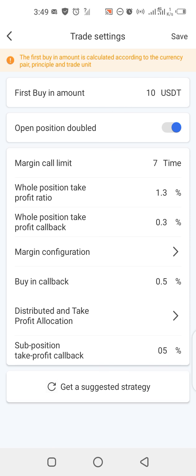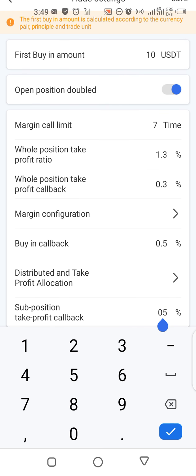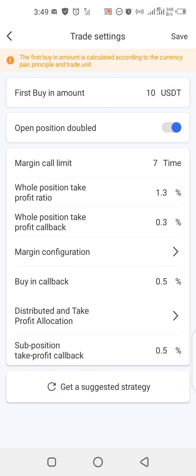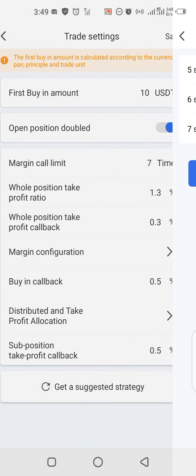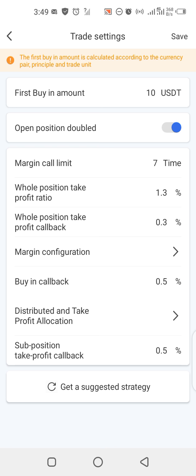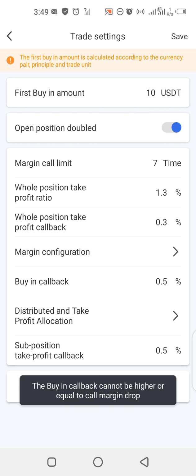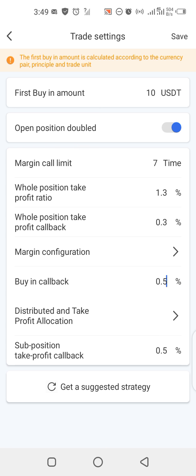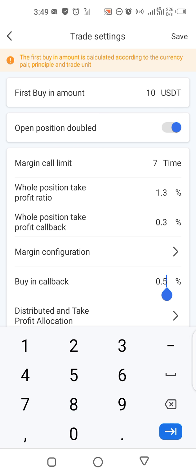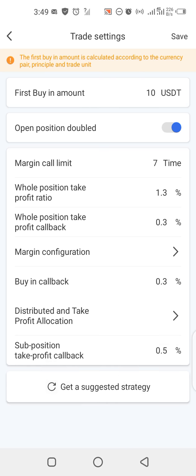Then this 0.5, then this I've done 2%, I confirm, then I tap on save. Buy-in callback, oh, this would be less because the buy-in callback cannot be equal to the margin call, so I'll put 0.3, then I save. Right, then I've done with my configurations. All right, so after saving, okay, I confirm.